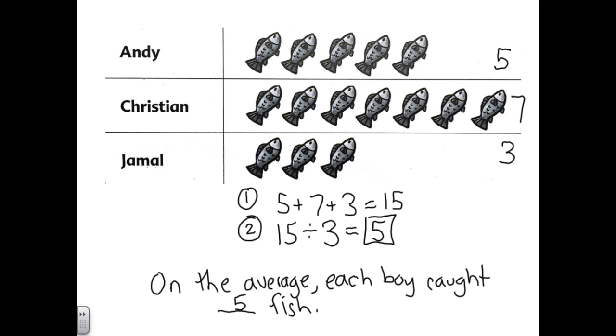As you can see, the first step is always going to be to add each group up. The second step is always going to be to take that sum and divide it by the total number of groups.